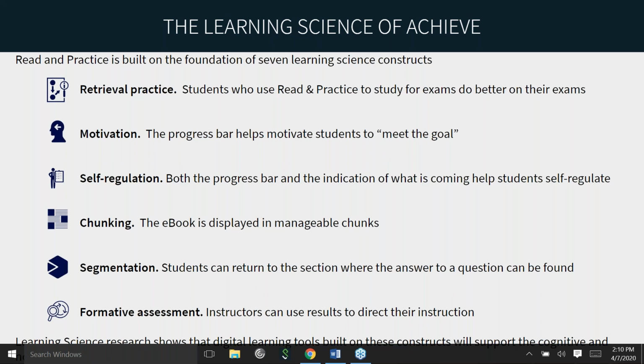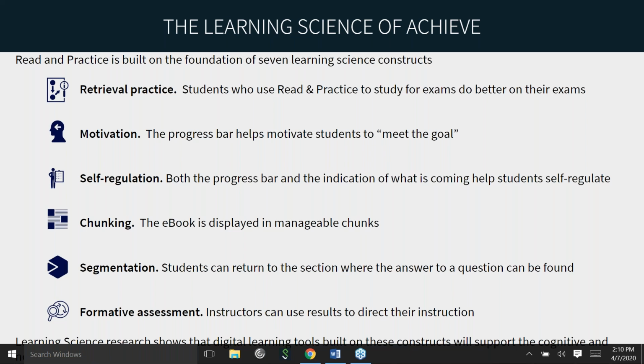This is good because instructors can use the results of these formative assessments to direct their instruction. Some of the research that we've done on Read and Practice has been called implementation studies. And we've actually looked at how instructors have used Read and Practice. One of the most popular ways to use Read and Practice is as a pre-class activity.